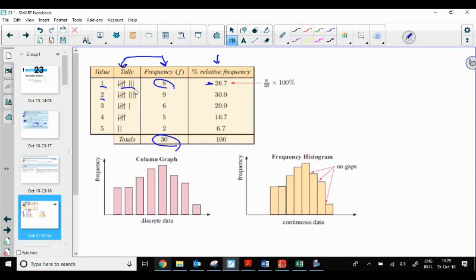We can use column graphs or histograms to display data. Column graphs and histograms are essentially the same thing, except a column graph has gaps in between the bars. A histogram doesn't. A column graph is for discrete data. A histogram is for continuous data.